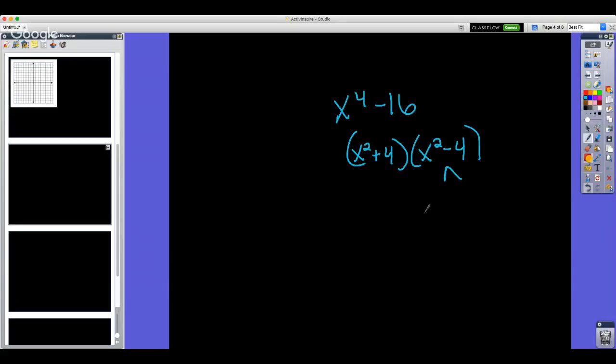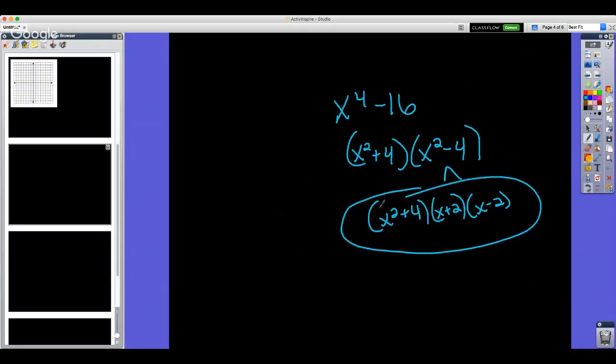Minus 4. Can I factor out x squared minus 4? Yeah, x minus 2, x plus 2. Good. And then we just leave the x squared plus 4 there as well. So that's factored as best we can.